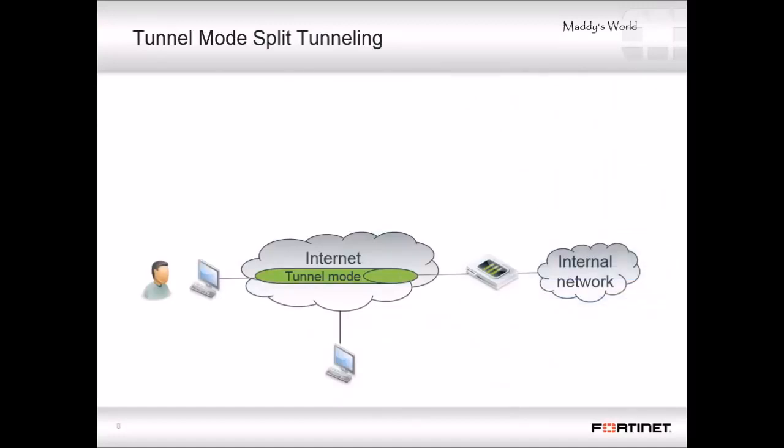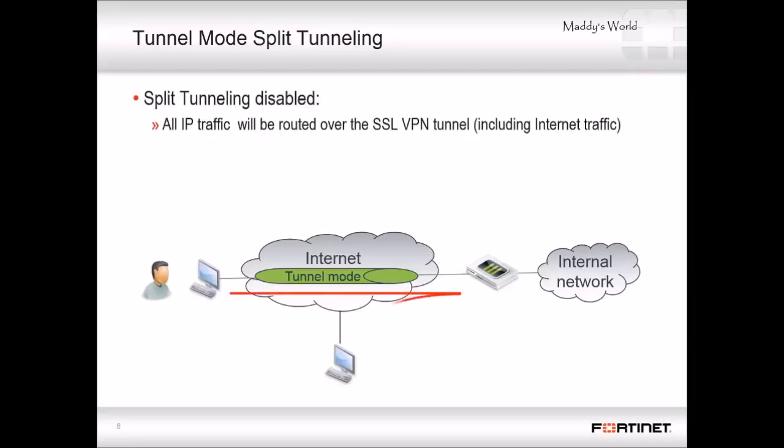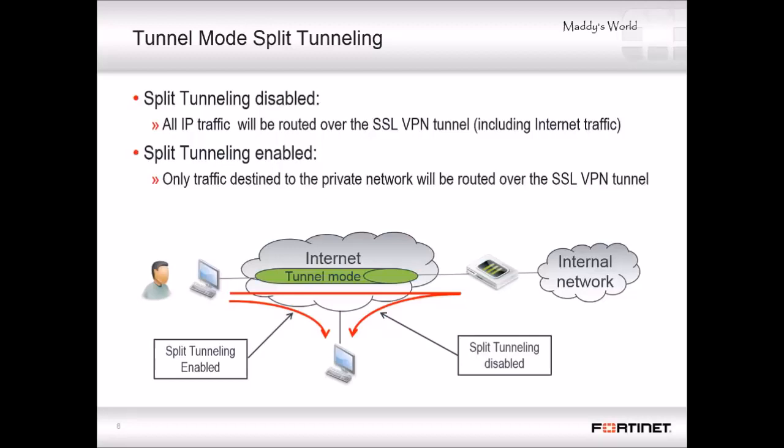Tunnel Mode can operate in 2 different ways, with and without split tunneling enabled. When split tunneling is disabled, all IP traffic generated by the client's PC, including internet traffic, is routed across the SSL tunnel. When split tunneling is enabled, only traffic destined for the private network is routed across the tunnel. So when split tunneling is disabled, the internet traffic goes to the Fortigate first, then goes out through the Fortigate device's ISP. This adds more latency and bandwidth usage.